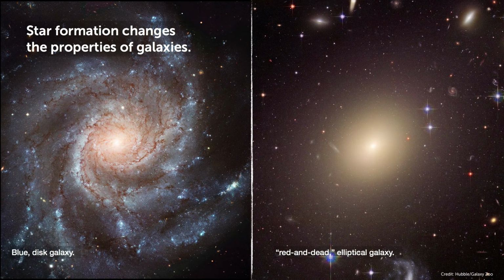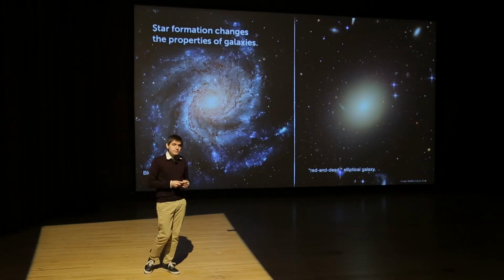So on the left is a young blue disk-like galaxy, sort of like our Milky Way, with a lot of young stars that are still blue. In this sort of galaxy, there's still a very large reservoir of gas that stars can form from. On the right, we have a so-called red and dead elliptical galaxy, where its gas reservoir has been totally depleted. So there are no more stars forming in this sort of galaxy.